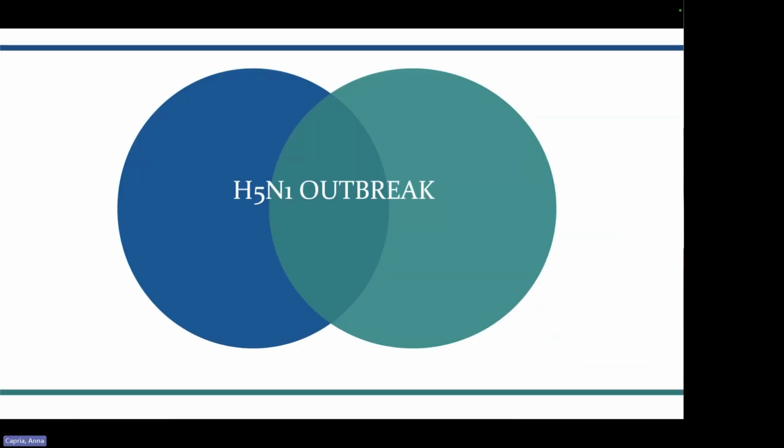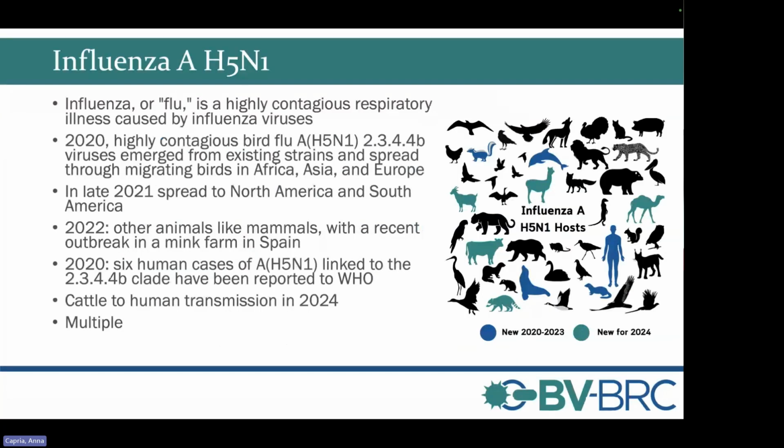So translating over to the H5N1 outbreak, as I'm sure most of you are aware, influenza is a highly contagious respiratory illness caused by influenza viruses. And in 2020, there was a highly contagious H5N1 2.344b that emerged and spread all over the world, primarily through migrating birds. Then, as of 2024, the H5N1 strain was seen in both cattle and humans, which are new hosts. And so that prompted us to begin our outbreak tracking.